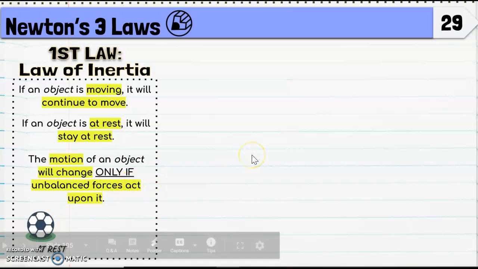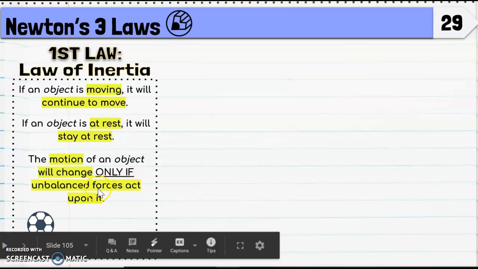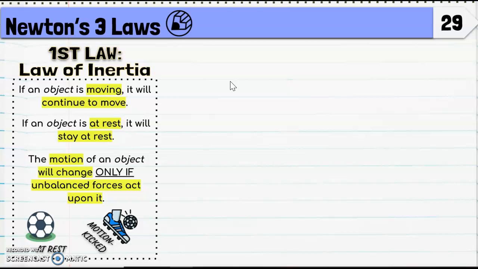For example, if you take a look at that soccer ball, it is at rest and it's going to stay at rest unless an unbalanced force acts upon it. So if somebody comes along and kicks it, that is an unbalanced force. So now the soccer ball would be in motion.